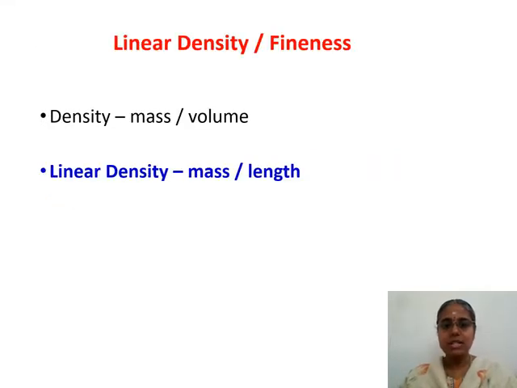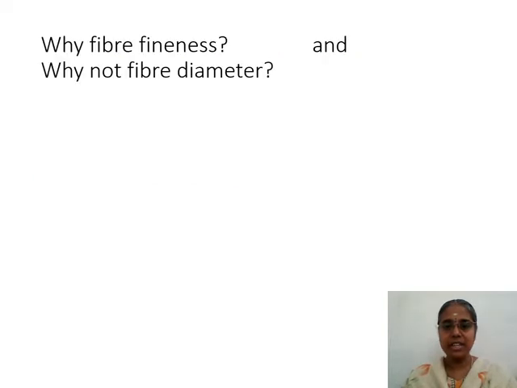So what is this linear density? Why the term linear density? Density means mass by volume. Mass by length is linear density. Density is mass by volume, whereas here only the linear form is taken, only the length is taken. So it is called linear density. It is a terminology to express fiber fineness.